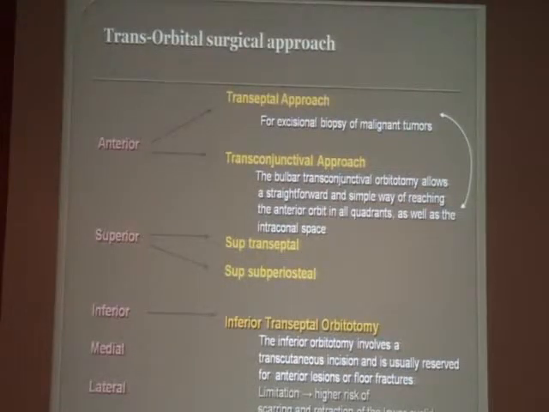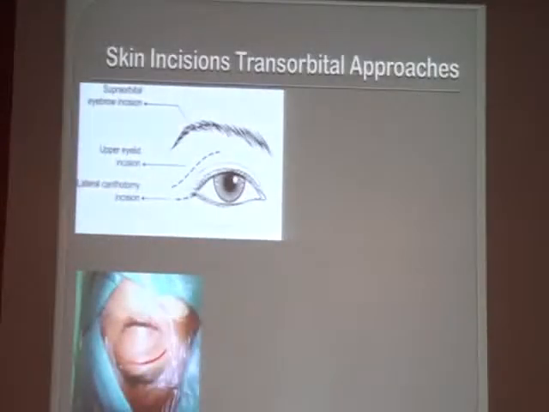Just before we go to the examples, the anterior approaches could be transseptal or subconjunctival, and superior could be again transseptal or subperiosteal. Similarly for the inferior, but inferior it is generally inferior transseptal orbitotomy. Now coming to the skin incisions, the skin incisions are the supraorbital eyebrow incision, the upper lid incision, or a canthotomy is done for some of these lesions located on the lateral side.